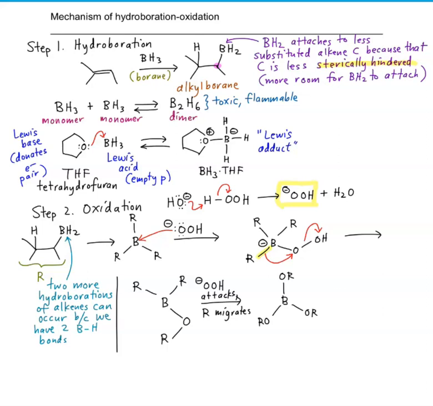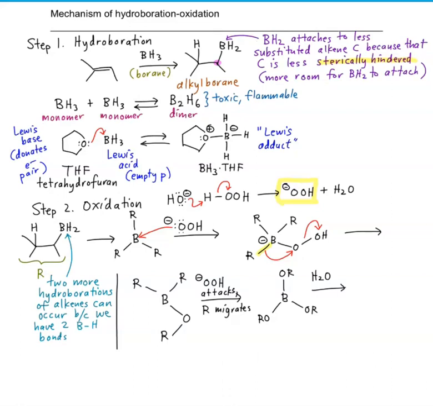This is called a borate ester. And in the presence of water, each of these OR groups is going to get protonated and give you an alcohol. And the byproduct here is B(OH)3, which is boric acid. So that's it for the mechanism of hydroboration oxidation. And again, this gives us an anti-Markovnikov alcohol.